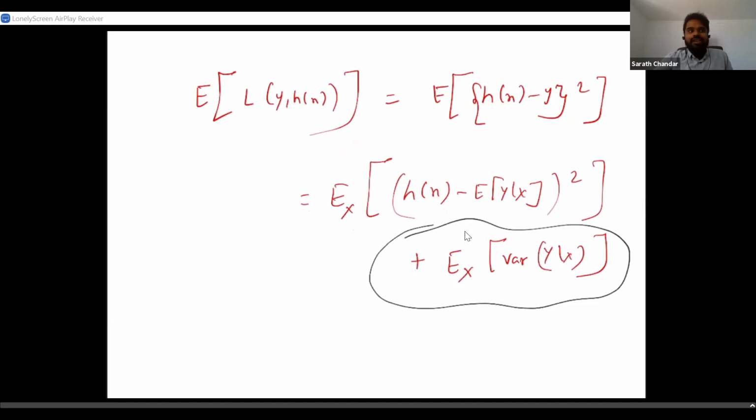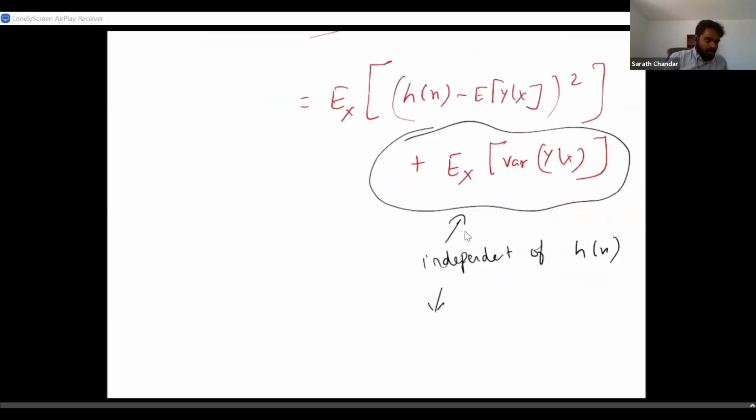Do you see any h in the second term? No, right? So the second term is just the pure variance of y given x, and it has nothing to do with the model. In some sense, the second term is independent of h of x. This is what we call the irreducible minimum value of the loss function.